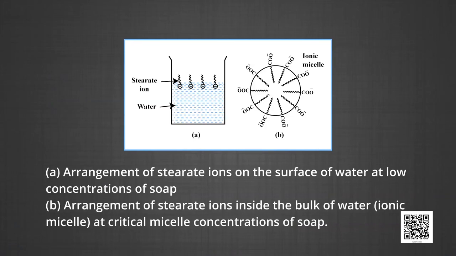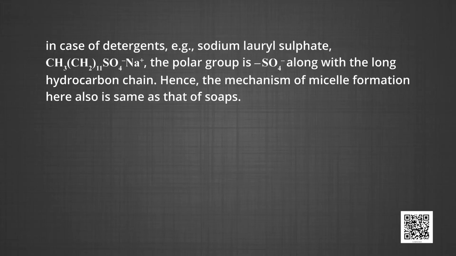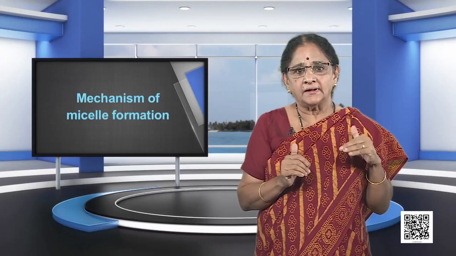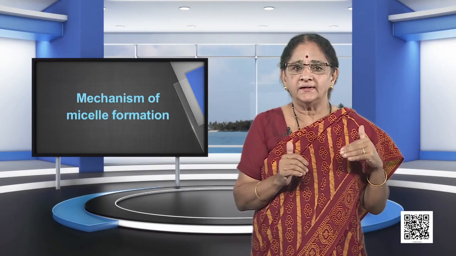These micelles may contain as many as 100 such ions as shown in figure. Arrangement of stearate ions on the surface of water at low concentrations of soap and the arrangement of stearate ions inside the bulk of water, ionic micelle, at critical micelle concentration of soap are explicitly explained in the diagram. Similarly, in the case of detergents, for example, sodium lauryl sulfate, the polar group is SO4- along with the long hydrocarbon chain. Hence, the mechanism of micelle formation here also is the same as that of soaps. Cleansing action of soaps can be discussed here.